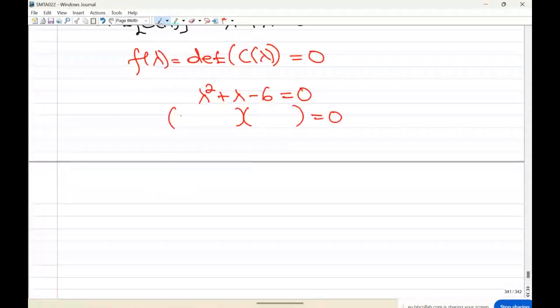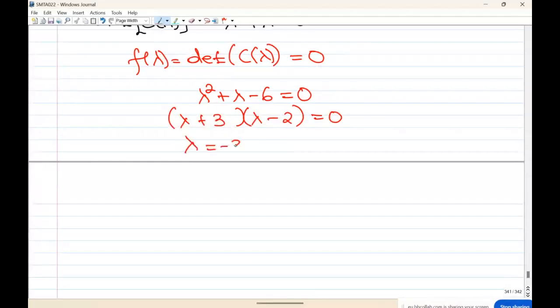Lambda plus 3 and lambda minus 2. Then we get lambda is equals to minus 3, and then also we have lambda which is equals to 2. Is it fine?